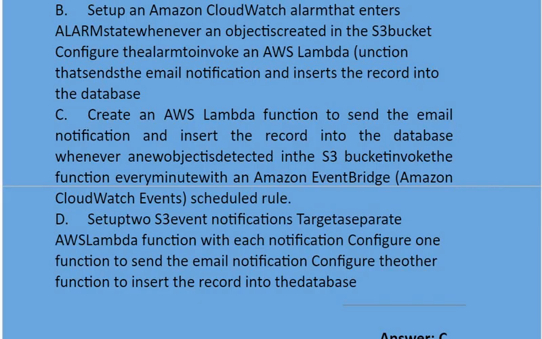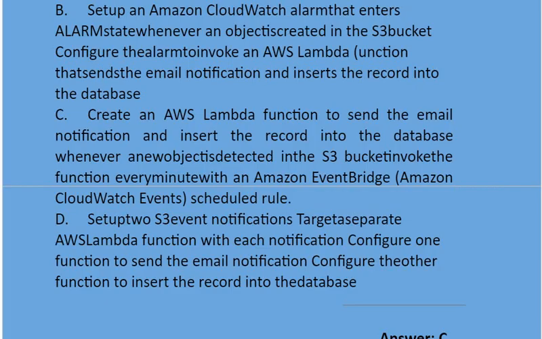Option C, create an AWS Lambda function to send the email notification and insert the record into the database whenever a new object is detected in the S3 bucket. Invoke the function every minute with an Amazon EventBridge, Amazon CloudWatch Events, scheduled rule.